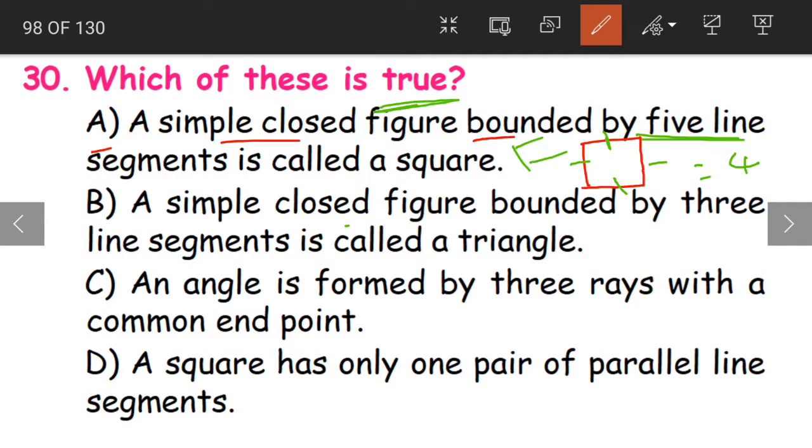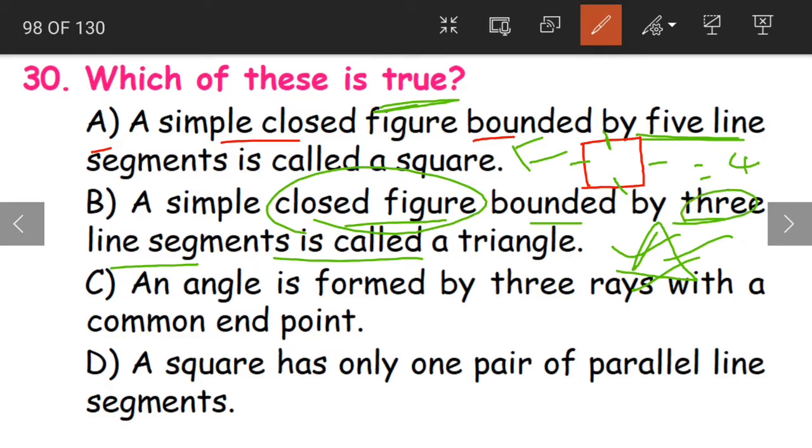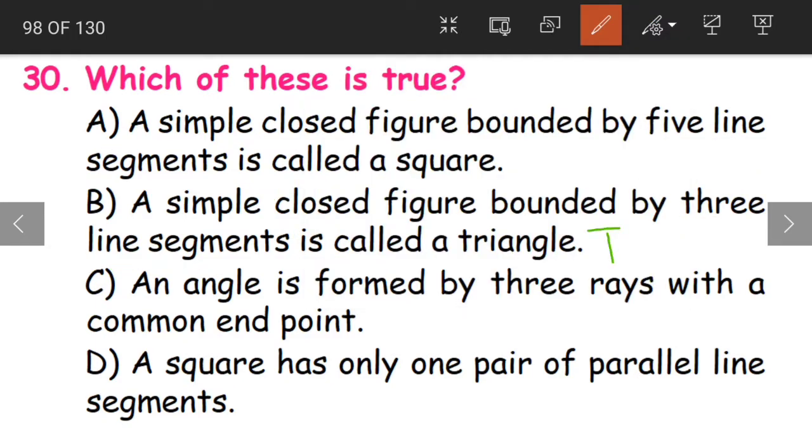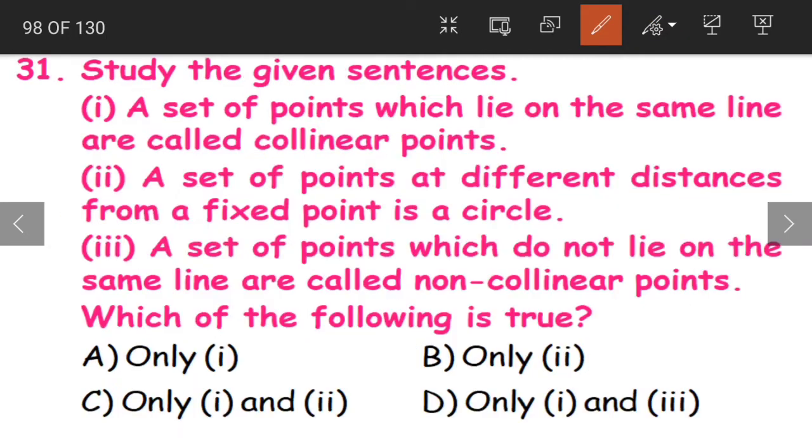Okay. Now next, a simple closed figure bounded by 3 line segments is called a triangle. Yes, a triangle is a simple closed figure that is bounded by 3 line segments. So statement B is true. Statement B is true. So this becomes our correct answer.